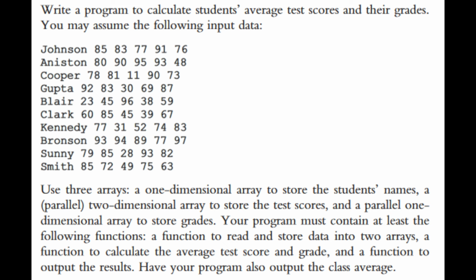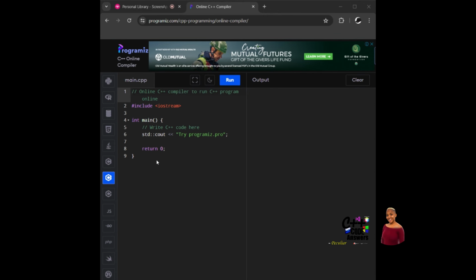Now that we understand arrays, let's start coding our program. Let's clear off all that we have on our online compiler. Because we're going to be manipulating data as we'll be calculating the average, let's include the library.